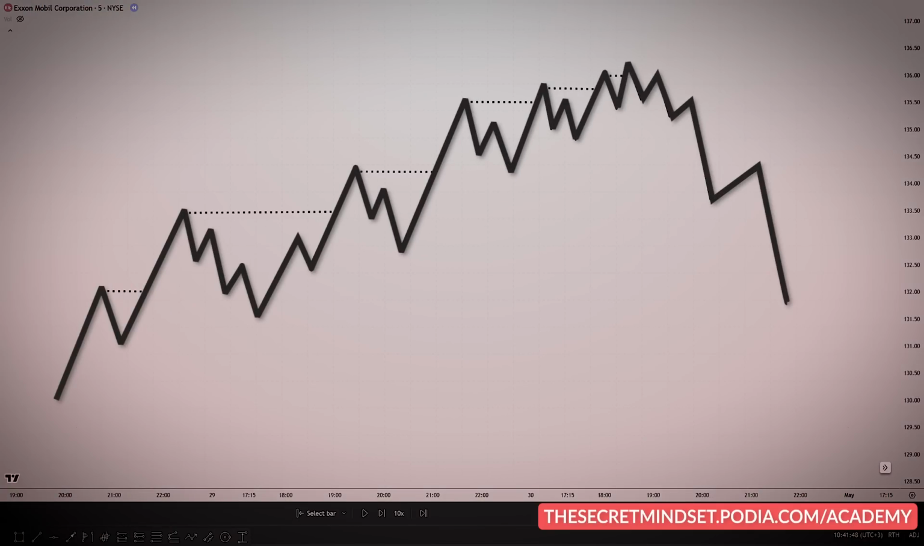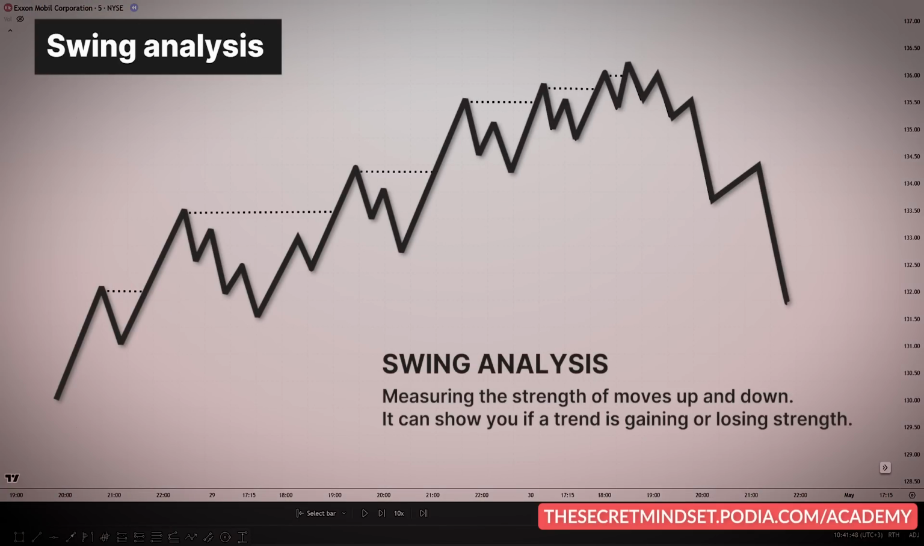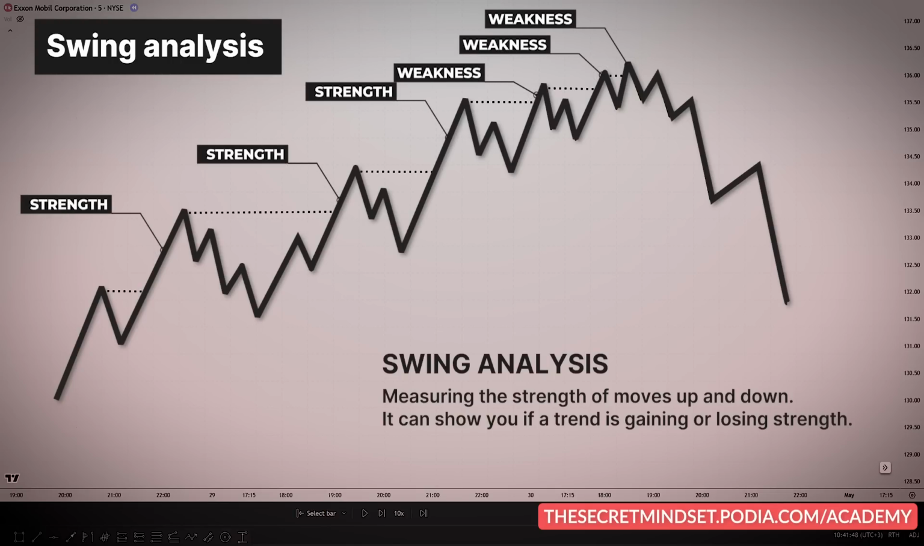Another advanced idea is swing analysis. This is about measuring the strength of moves up and down. It can show you if a trend is gaining or losing strength. In an uptrend, you want to see higher highs and higher lows. But how much higher? Swing analysis helps you measure this. If the swings are getting weaker, it might signal a trend change coming.